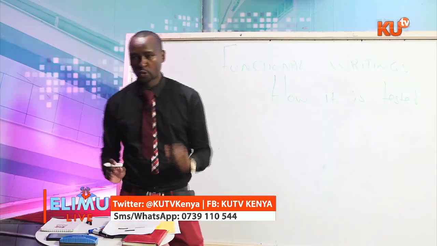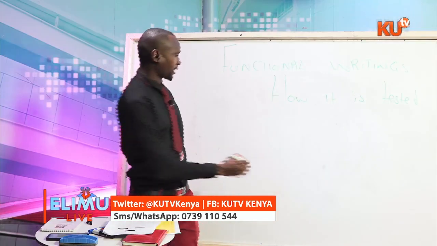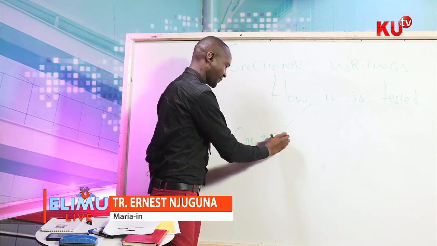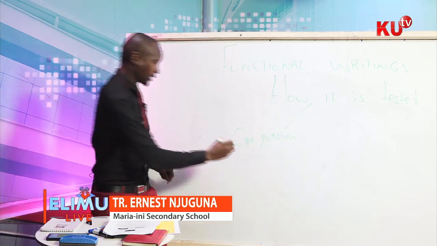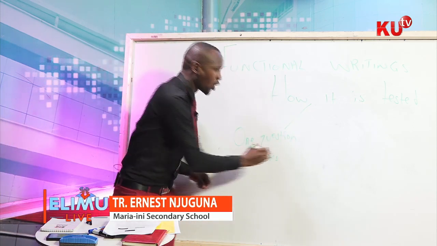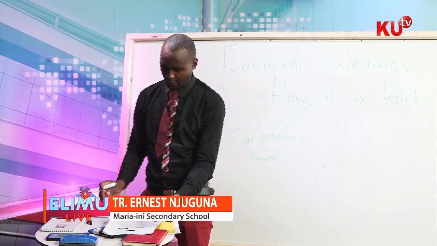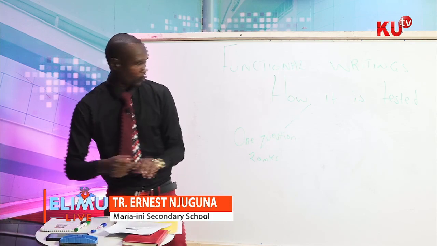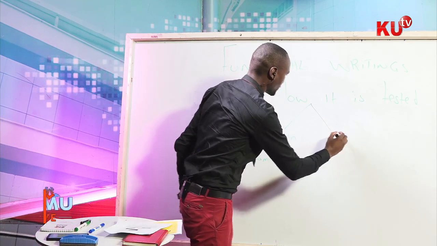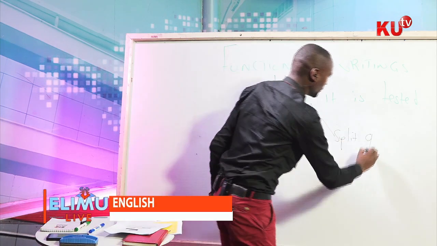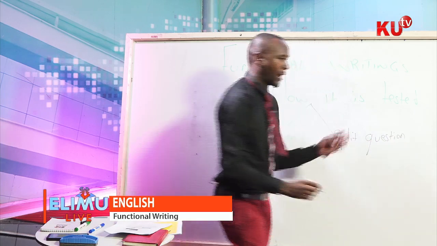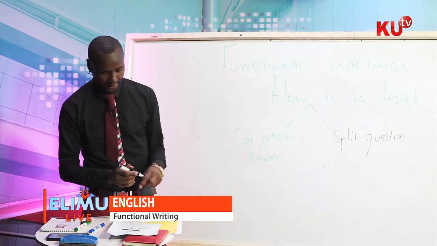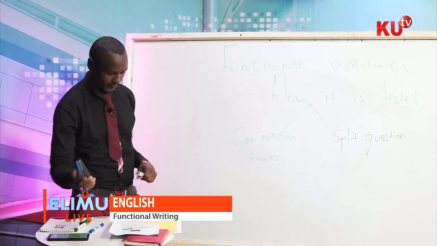Functional skills carry 20 marks. So it can either be one question carrying 20 marks, or it can be a split question: 1A, 1B, 10 marks and 10 marks, or 12 marks and 8 marks. That is generally how the functional writings will be tested.